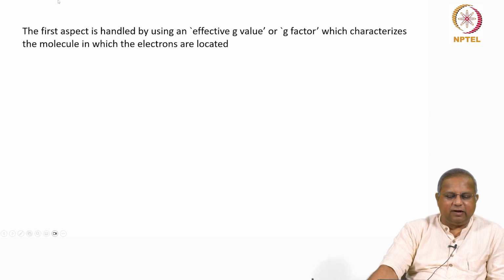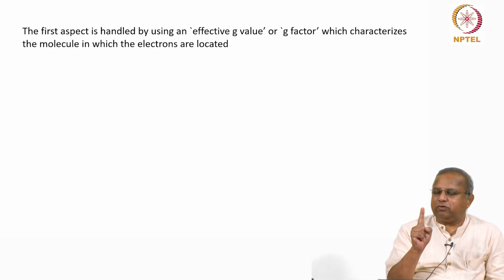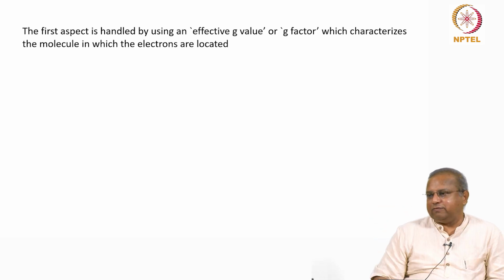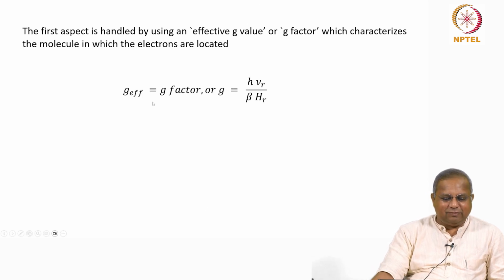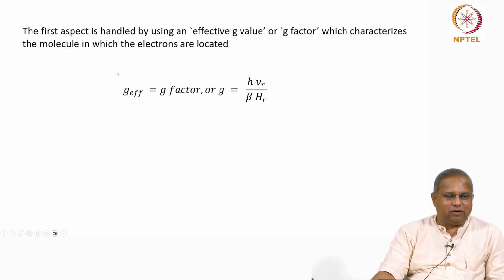So, the first aspect is handled by using an effective G factor or effective G value or a G factor, which characterizes the molecule in which the electrons are located. Okay. So, essentially, if you look only at this, there is a universal constant G value. If you look at this and this, you can talk of an effective fudge factor, I mean effective G value. Okay. So, that has been done, a G effective or a G factor, and many times there is no difference made between the spectroscopic constant, universal constant, and this G factor. It's just written as G. Okay, but you'll have to figure out what is meant.